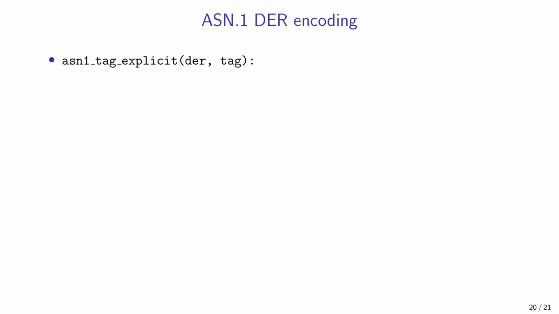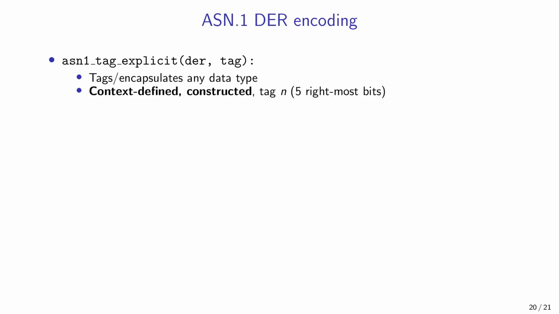So you will have the method ASN1 tag explicit, which expects two arguments. The first argument is the encoded data to tag, and the second argument is the number of the tag. So what it does is it tags, encapsulates any data type. The type byte is context-defined, constructed, and the tag value is encoded in the 5 rightmost bits.